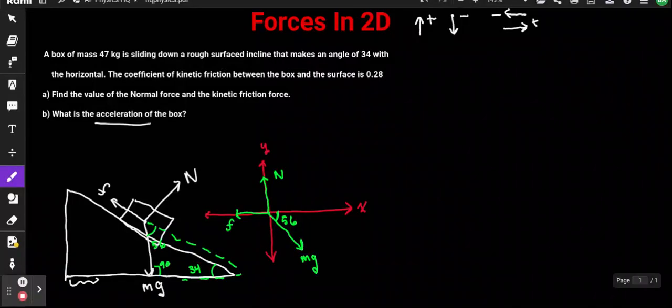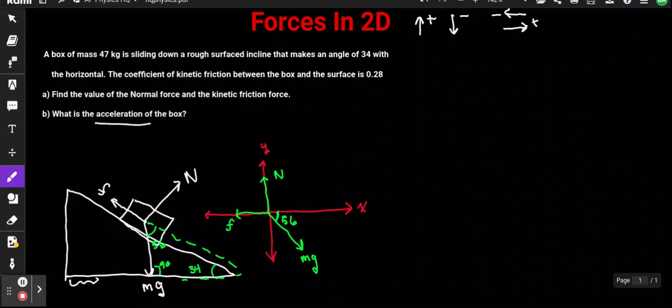Part A is asking us to find the normal force and then the kinetic friction force. And in order to find kinetic friction, we have to find normal force first. So you may be wondering, how can we find the normal force if all we have is the gravitational force? We don't have the frictional force or anything else. So I want you to take notice.